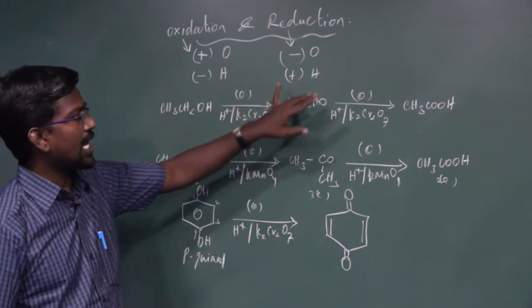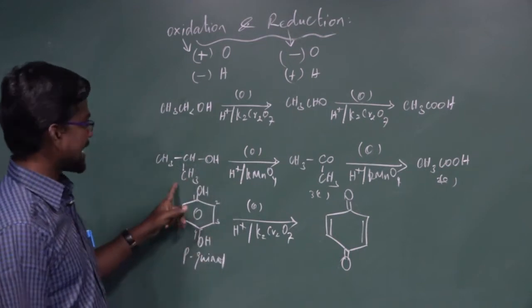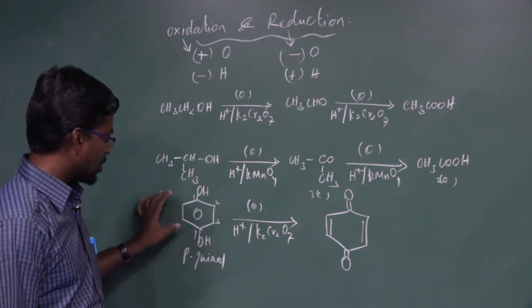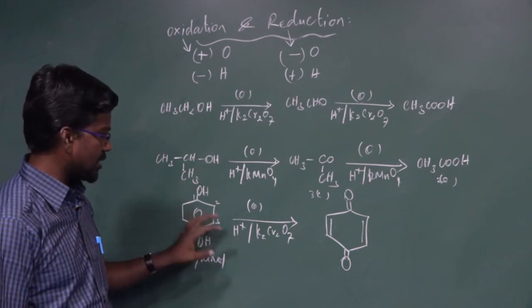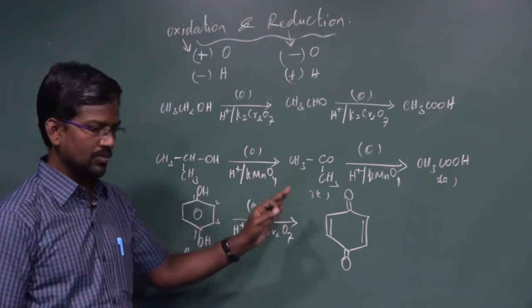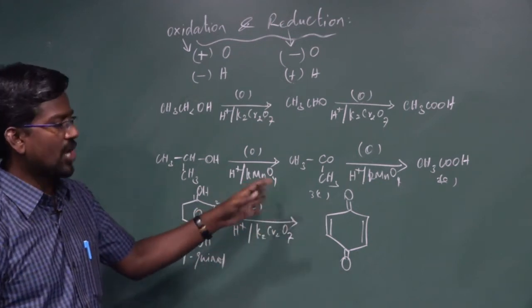Alcohol can be converted to aldehyde, and aldehyde can be converted to carboxylic acid. Secondary alcohol can be converted to ketone, and ketone can be further converted to carboxylic acid. Paraquinol is oxidized using acidified potassium dichromate to form paraquinone. It is an important oxidation process of organic compounds.